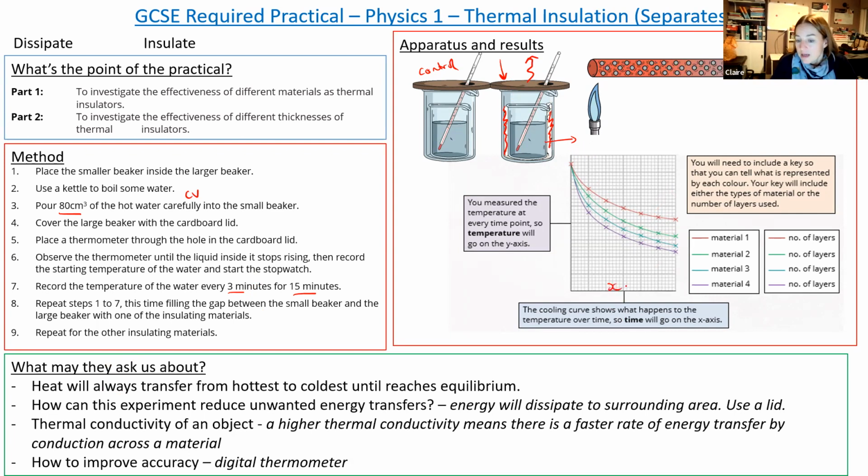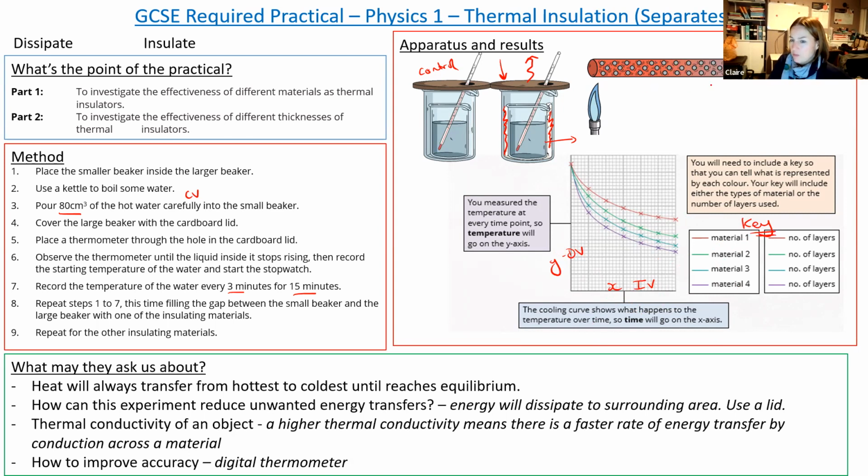So don't forget, your X is your independent variable, your Y is your dependent variable. So what you're measuring is your temperature, and then what you're changing, with this one here, is your different material. So this will be temperature over time, and then you've got your different materials here, and make sure you add a key if you're doing that. Really important.